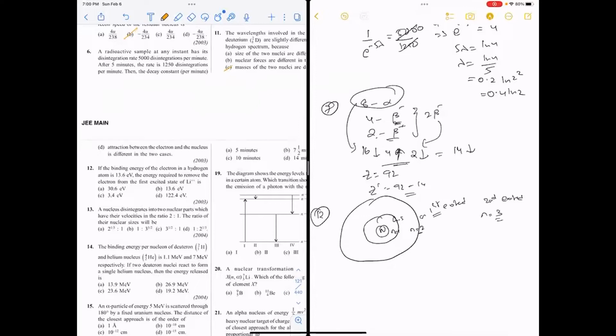N is equal to 3. So you should remember this. In a hurry, people will put n is equal to 1. No, n is equal to 2. So what is the formula for this?